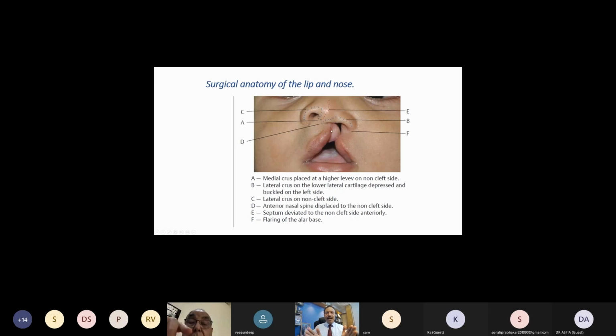Because there is a cleft and the lateral part of the lip has been pulled apart, and then there is a collapse of the alveolus. So they are not placed at the same level. The effect of this is that the base of the ala on the cleft side has been pulled apart laterally and posteriorly and inferiorly. That pulls the alar cartilage and makes it almost straight and flattened. So this is because of this pull. The more the pull, the more the width of the cleft, the more will be the deformity of the nose.